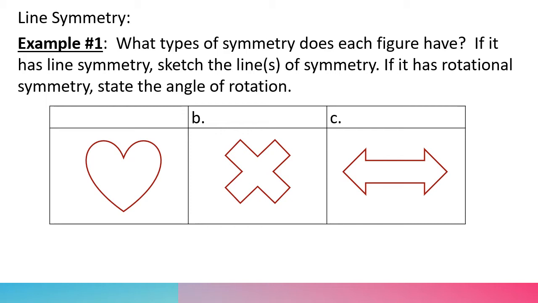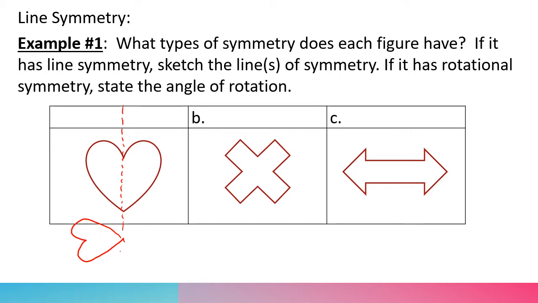So figure one is a heart. And if I look at the heart, I think most of us can realize that there is a line of symmetry that goes right down the center, where the left side of the heart and the right side of the heart look identical. However, if I rotate that heart 90 degrees, that heart would look something like this. And because it does not map exactly onto itself, it does not have rotational symmetry.